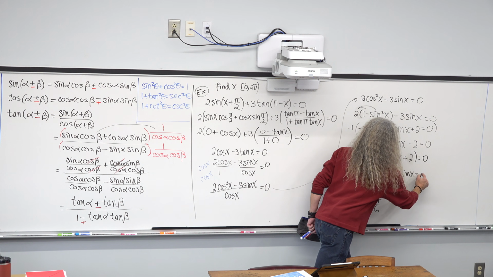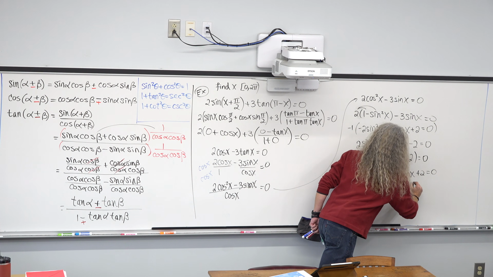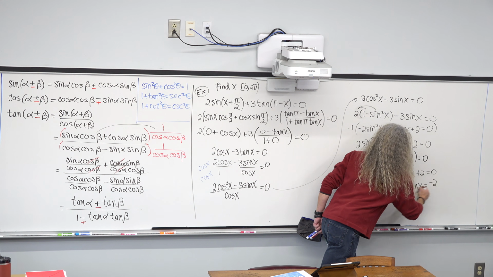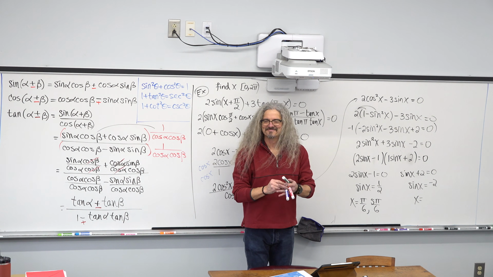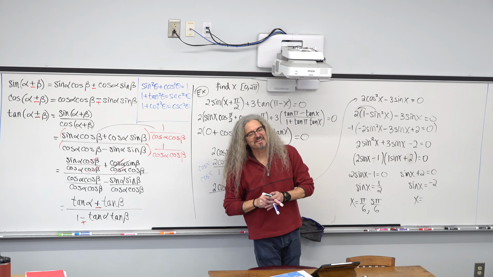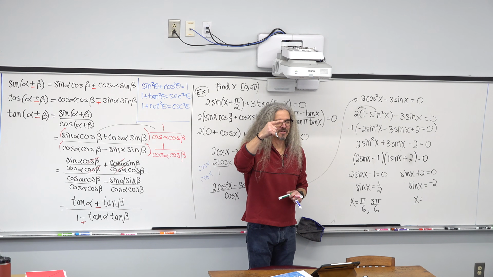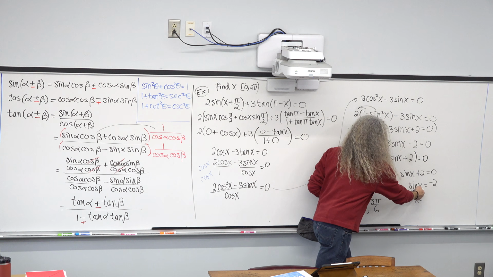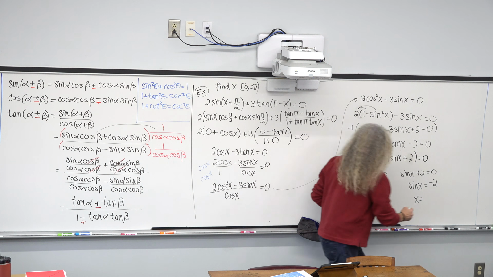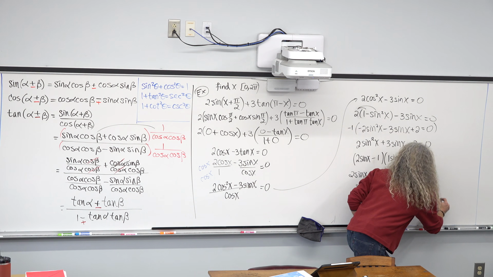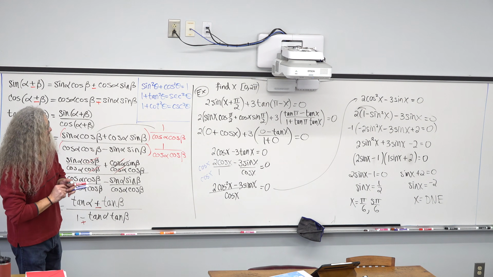And where is sine? We have sine of x plus 2 is 0. So we have sine of x is negative 2. Where's sine negative 2? You can't take a leg of a right triangle over a hypotenuse, because that's sine, and get a number that's outside the range of negative 1 to 1. That does not exist. And we are done. Bam! That was fun. X is pi over 6 and 5 pi over 6.